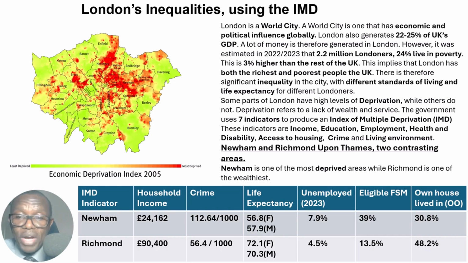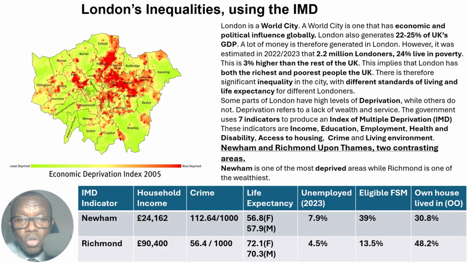So deprivation refers to a lack of wealth and services. The government uses 7 indicators to produce an index of multiple deprivation. So it's the IMD that you used during your fieldwork studies if you studied an urban area, an urban environment. And the indicators that are used to measure deprivation are income, education, employment, health, disability, access to housing, crime, and living environment.